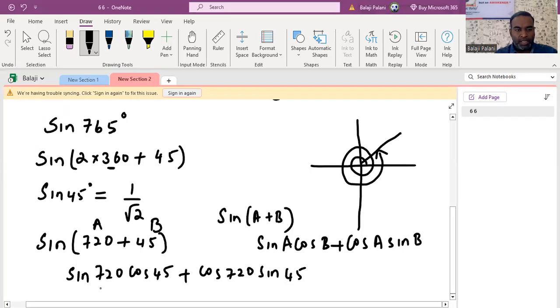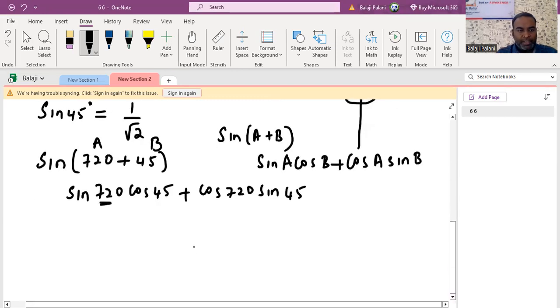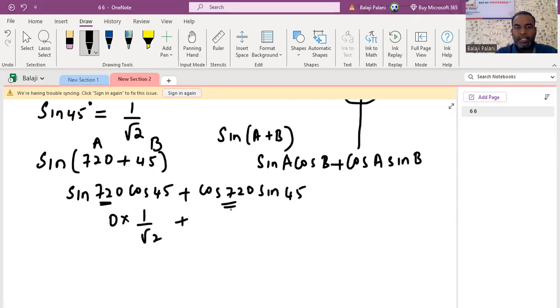So sin 720 degrees is nothing but sin 0, as we just discussed. After every complete revolution, 360 வரும்போது, it is again starting from 0 degrees. So sin 720 becomes 0. It is just 0 into cos 45, which is 1 by root 2, plus cos 720 is equal to cos 0, which is 1, into sin 45, which is 1 by root 2. So the answer is 1 by root 2.